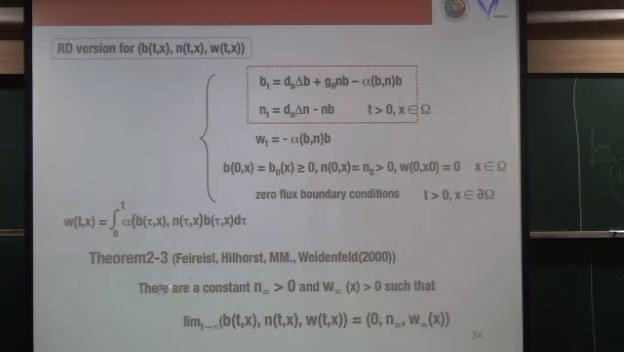This is Czech and this is France. But anyway, there is a constant n infinity and also a positive function w infinity such that as t tends to 0, n tends to n infinity, w tends to w infinity. This is also the same thing. Not so interesting.